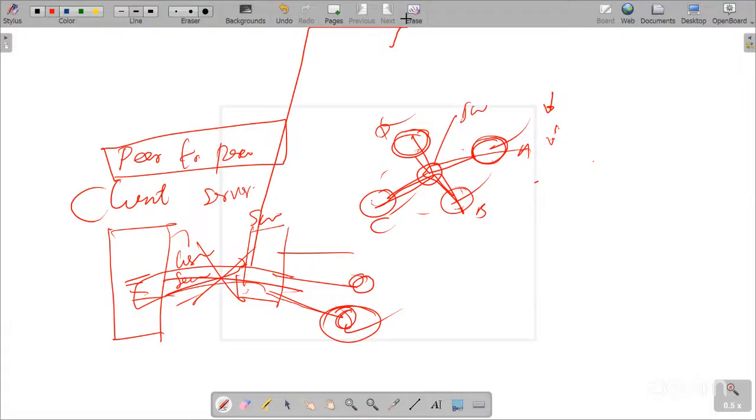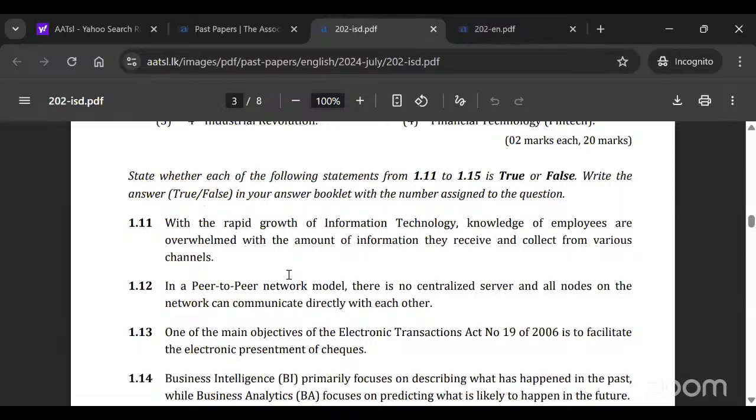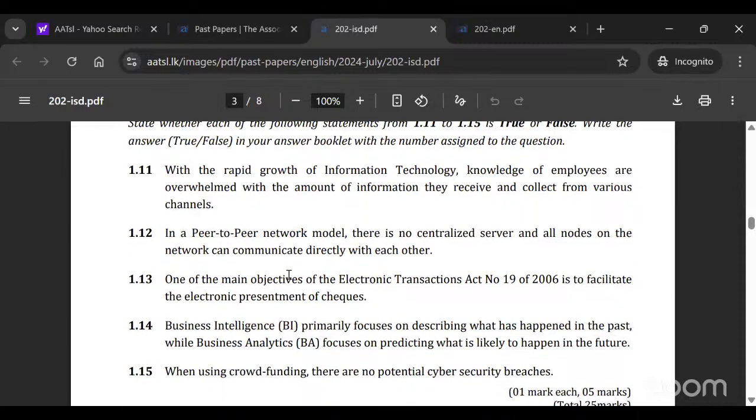Then what is the question? In a peer-to-peer network model, there is no centralized server. Yes, there is no centralized server, and all nodes on the network can communicate directly with each other. Yes, all these signals are not going to a particular server. There are different types of servers: file servers, mail servers, web servers, right? All those have different tasks to perform in the network.